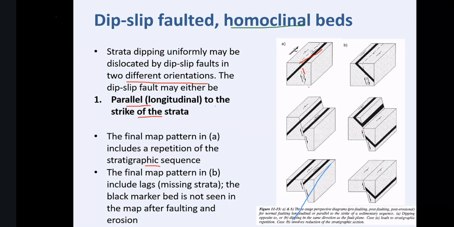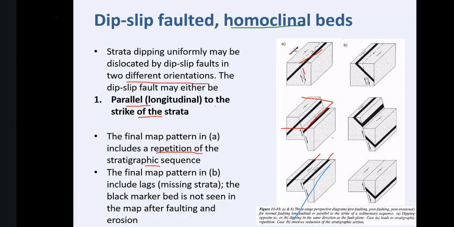So let's say you have a fault in here. This is the marker horizon, this black. And all of a sudden you have a fault here. What you're going to get is that after the erosion of this unit here, you're going to have a repetition of this marker bed like so. So in A, you have a repetition of the stratigraphic sequence like you see here.